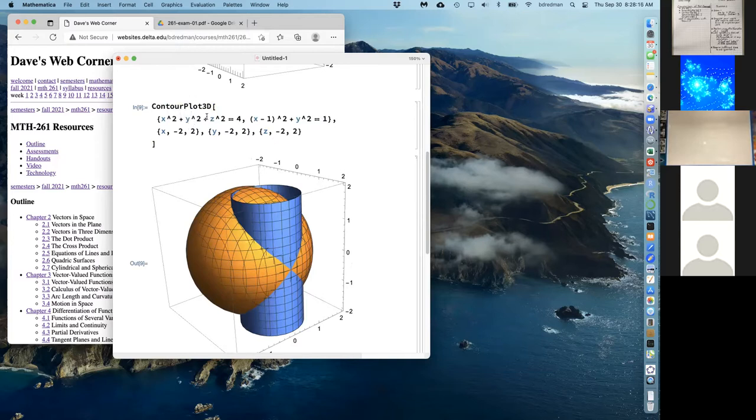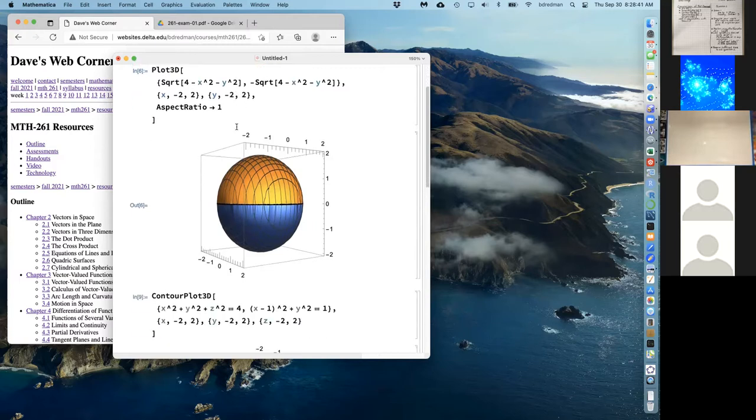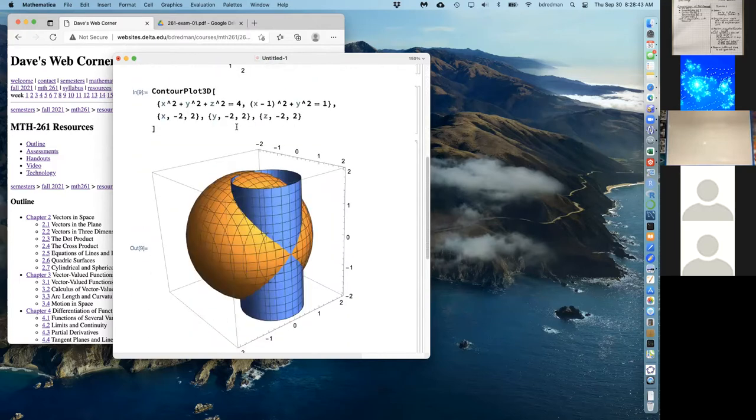But contour plot is like a blunt instrument. If you don't know what this thing is, contour plot will do a very good job of finding you points that satisfy this thing. But it's not the best control I could have over a sphere. That would be under parametric plot, which I'll demonstrate later. So raw, straight ahead, let's plot a function sphere, not completely satisfactory. Blunt instrument, let's find all the points that go on a sphere. That's much prettier, but still it doesn't allow me great control.